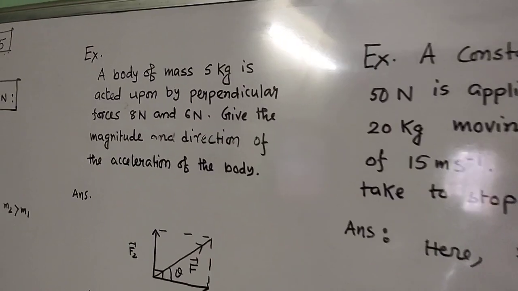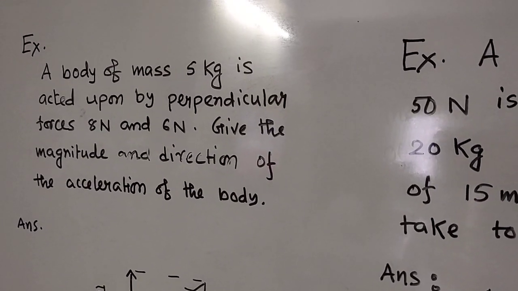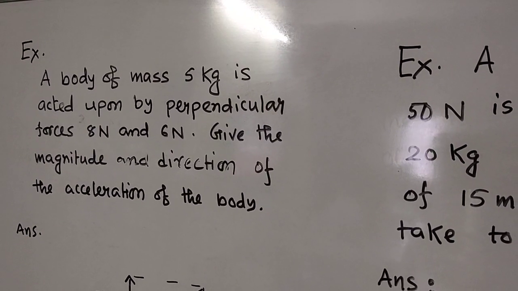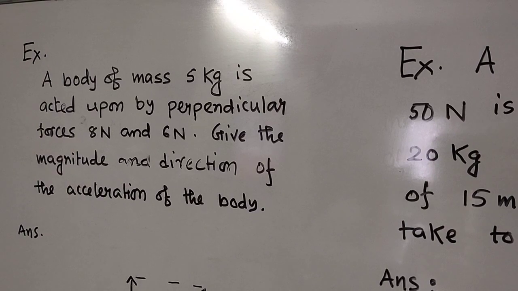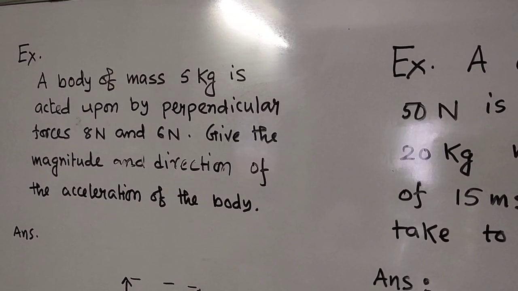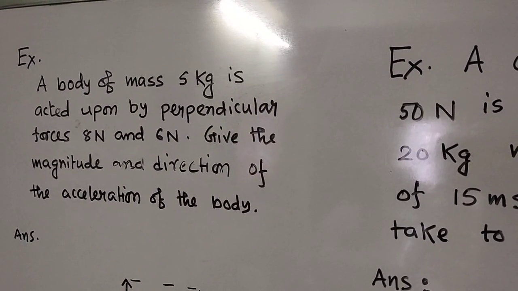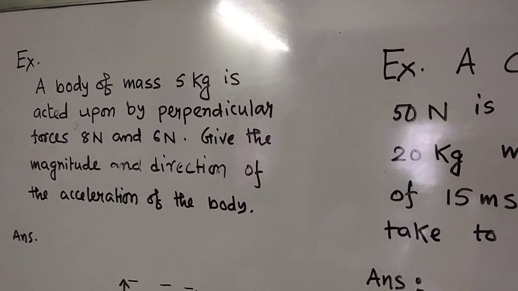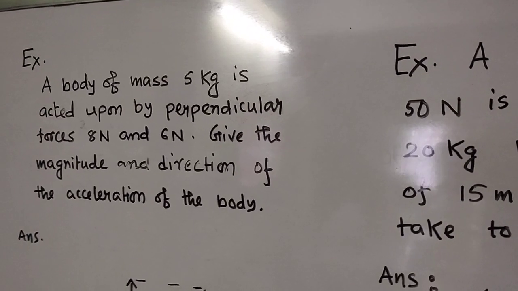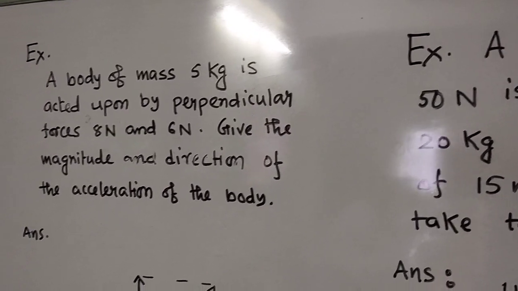Now the next numerical which we are trying to solve says that a body of mass 5 kg is acted upon by perpendicular forces 8 Newton and 6 Newton. Give the magnitude and direction of the acceleration of the body. So two forces, 8 Newton and 6 Newton, and the angle between these two forces is 90 degrees as per the question. A body of mass 5 kg is acted upon by perpendicular forces 8 Newton and 6 Newton.